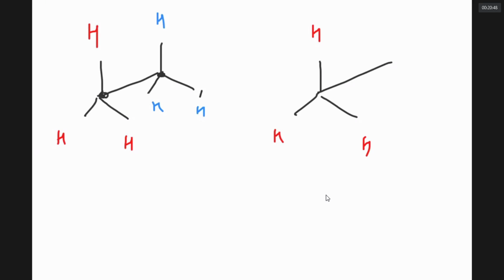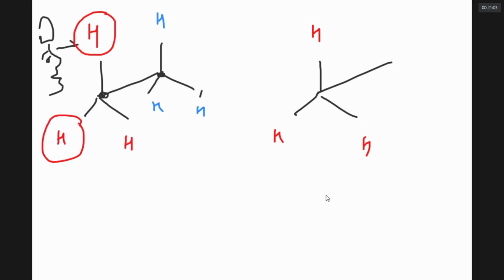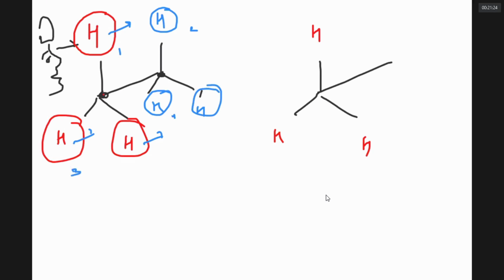Now you are looking from here. This is your eye. When you are looking here, this hydrogen you are seeing, and the others are behind. Can you see the second hydrogen when you are looking from this side? The hydrogen number 1 will mask the hydrogen number 2. Hydrogen number 3 will mask the hydrogen number 4. Hydrogen number 5 will mask the hydrogen number 6. Can you see it? Yes or no? Yes, sir.